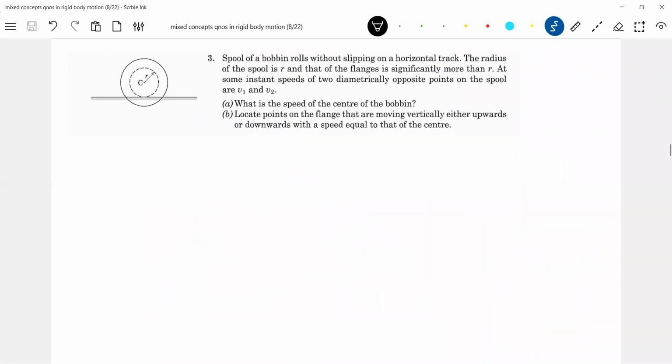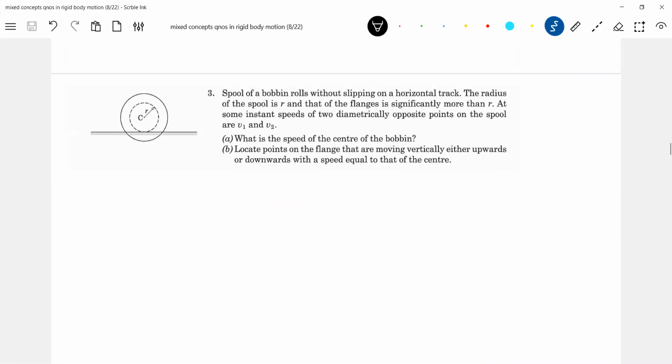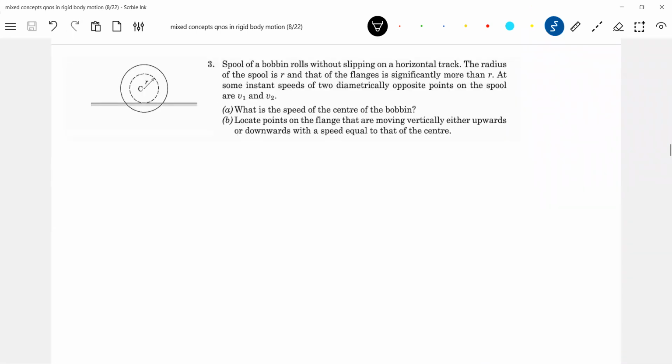I think I'll come for this one. In the evening, I'll take a 1 hour class because other concepts are still there, and some more good problems are there. We'll take a 1 hour class in the evening also. Okay, come for this. Spool or bobbin rolls without slipping on a horizontal track.